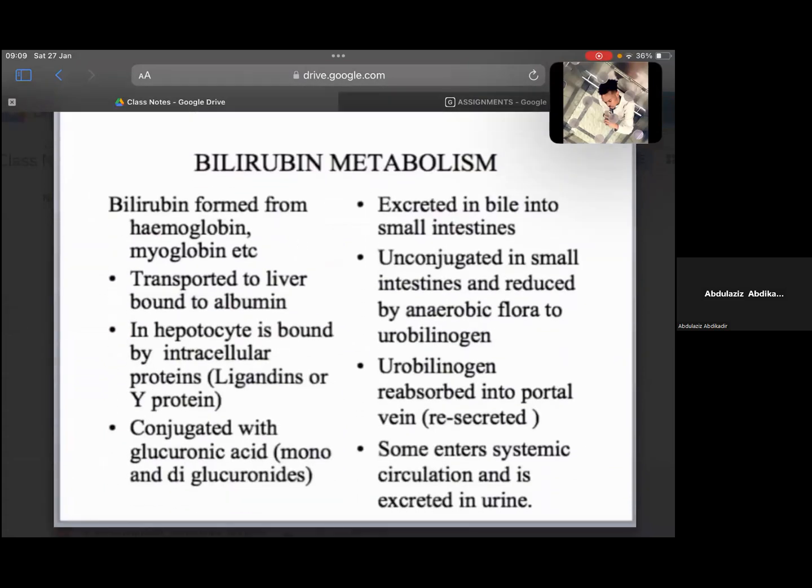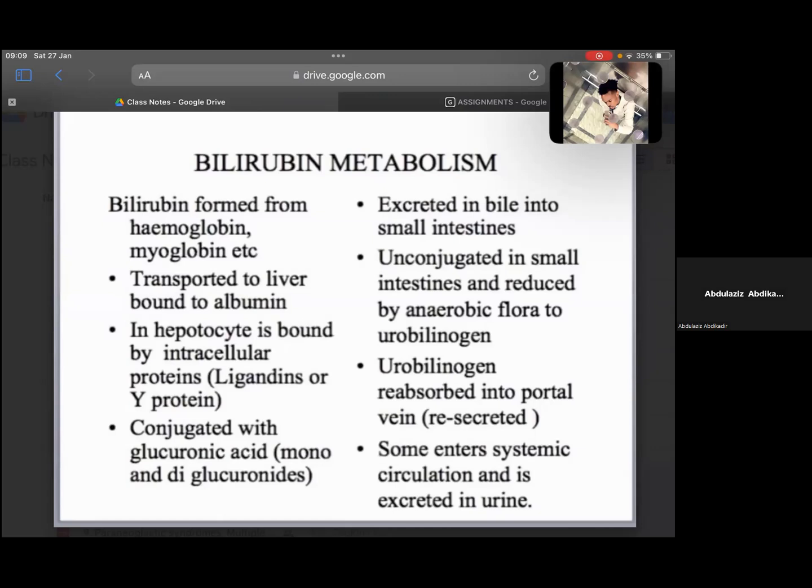So bilirubin is formed from hemoglobin and myoglobin, the globins. Remember, bilirubin is not soluble in blood, so it needs to be transported via a carrier protein, albumin. When it is transported, it goes to the hepatocyte, where it is bound to ligands and Y protein. You can just imagine this in your head. It comes from the hemoglobin, then it is transported by albumin, then the intracellular proteins, the ligands and the Y protein receive it and put it together with glucuronic acid. Then it moves via bile to the small intestine. This is just a process that you can imagine in your head.